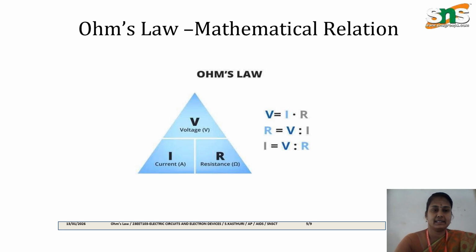Ohm's law, mathematical relation. Ohm's law equation: V equal to I into R, V = IR. So from this equation, voltage depends on current and resistance. If resistance increases, current decreases for the same voltage. So, real-time example: if a 12 volt battery is connected to a 6 ohm resistor, current is 2 ampere. And in turn, if a 12 ohm resistor is used, the current is 1 ampere. So same voltage, different resistance, it provides a different current.